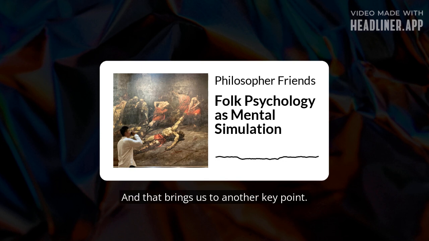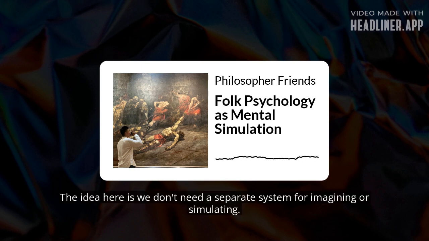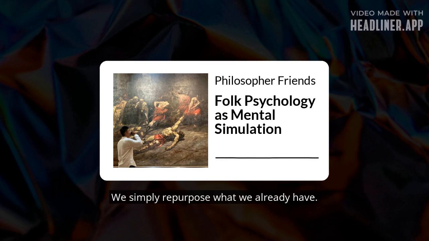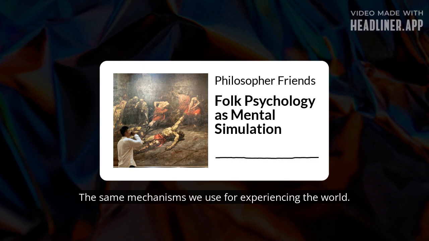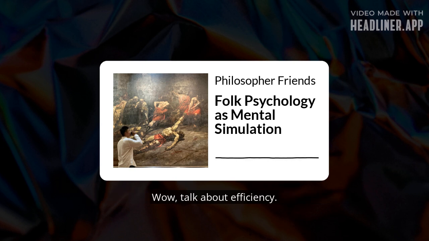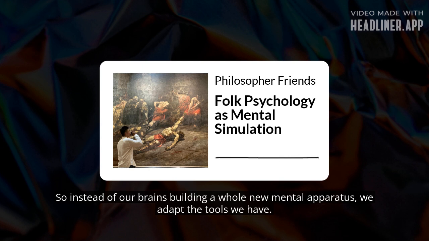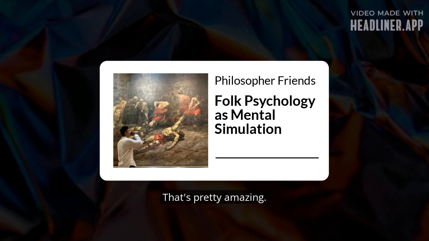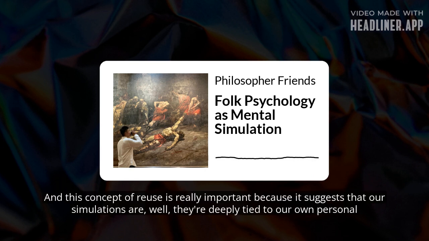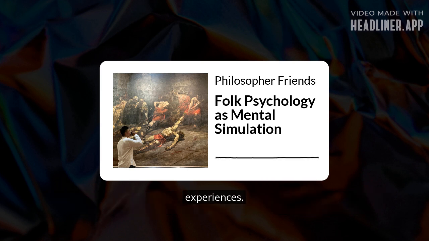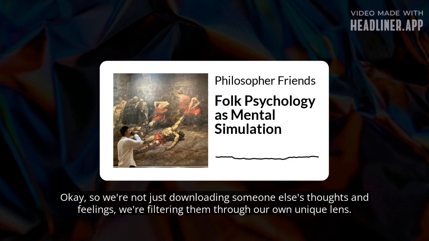Interesting. And that brings us to another key point. Reuse. The idea here is we don't need a separate system for imagining or simulating. We simply repurpose what we already have. The same mechanisms we use for experiencing the world. Wow, talk about efficiency. Right. So instead of our brains building a whole new mental apparatus, we adapt the tools we have. That's pretty amazing. It is, and this concept of reuse is really important because it suggests that our simulations are deeply tied to our own personal experiences. Okay, so we're not just downloading someone else's thoughts and feelings, we're filtering them through our own unique lens.